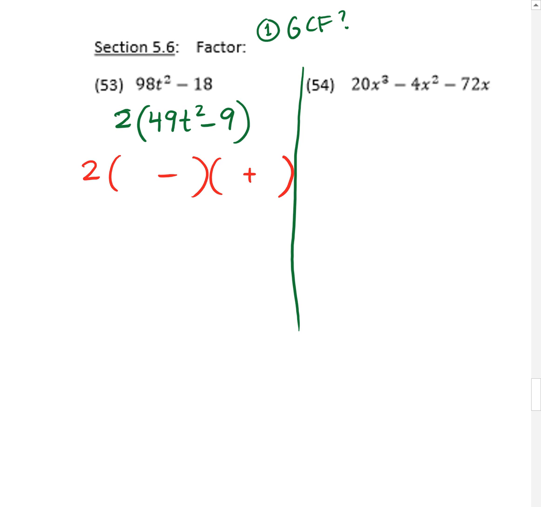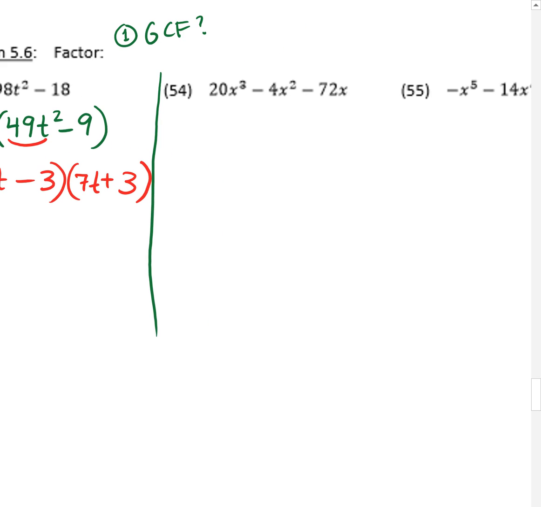It's a minus and a plus. What can you square and get 49t squared? That'd be 7t. What can you square and get 9? That'd be 3. There we go, and neither of those things in parentheses can factor further. That's really it.